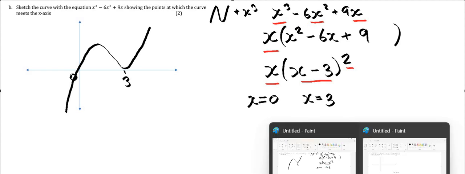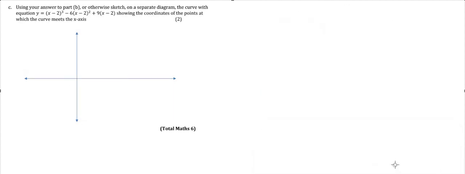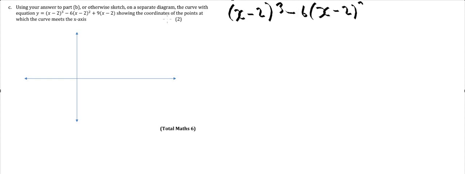Right. Now there's a second part of this question. It says, using what we just saw, we've got to draw the curve with the equation y equals (x minus 2) cubed minus 6(x minus 2) squared plus 9(x minus 2). Now this looks much more complicated, but it's not. What we're going to do is look again for a common factor.